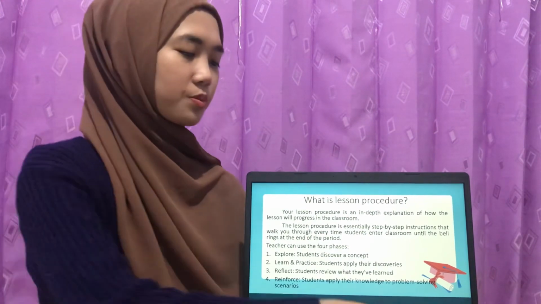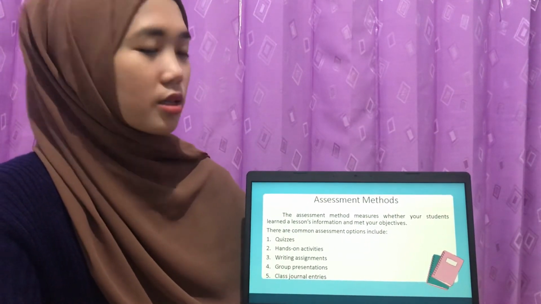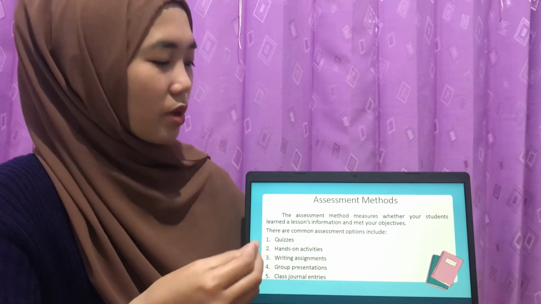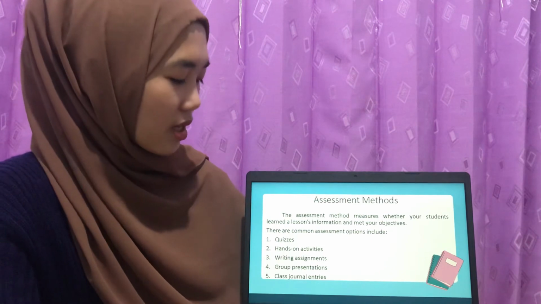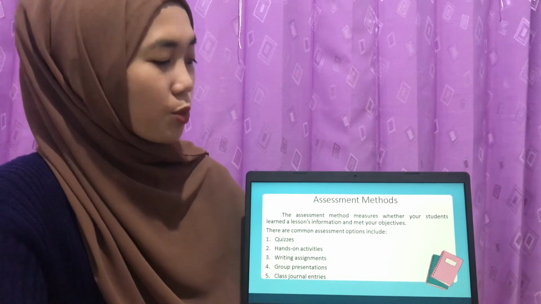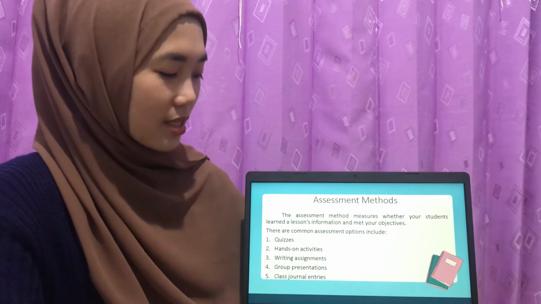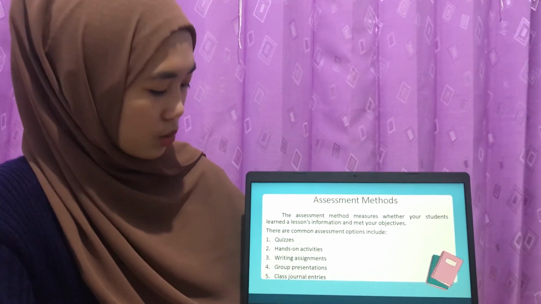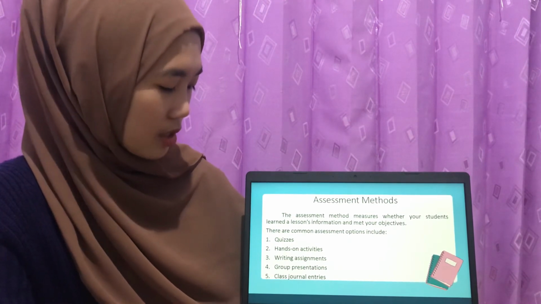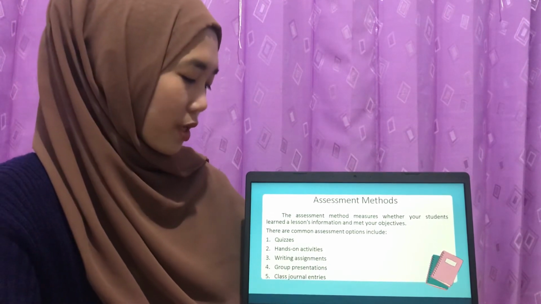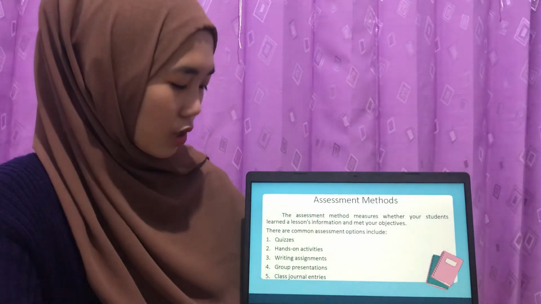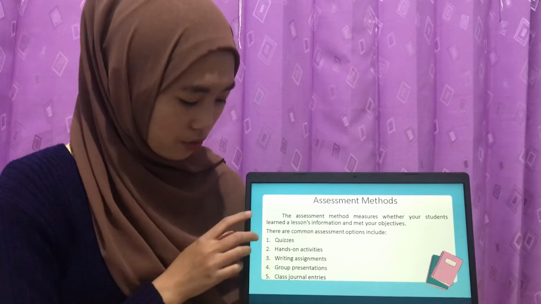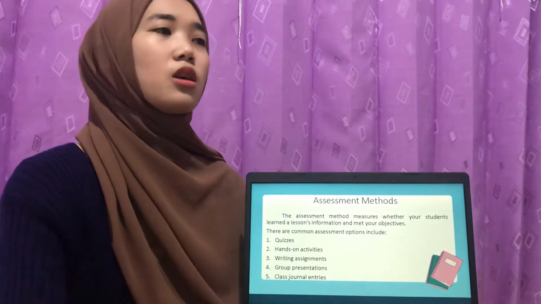Assessment methods. The assessment methods measure whether your students absorb information and meet your objectives. Common assessment options include 1. quizzes, 2. hands-on activities, 3. writing assignments, 4. group presentations, and 5. class journal entries. So to achieve your objective, there are 5 assessments that you can try.